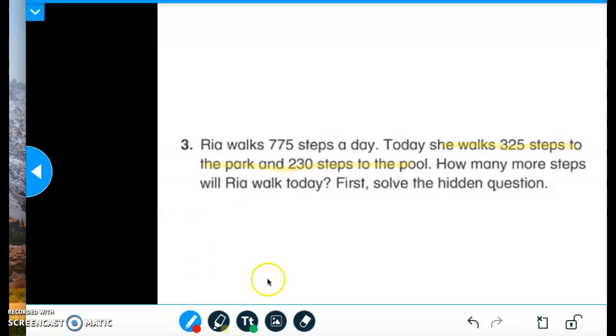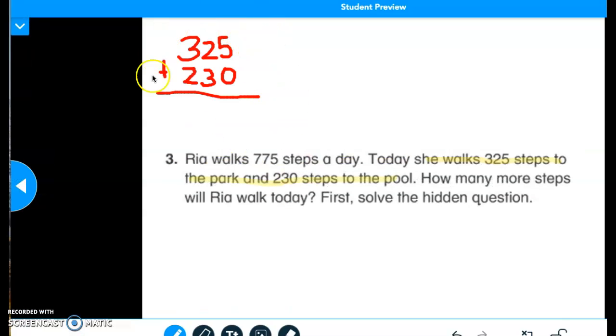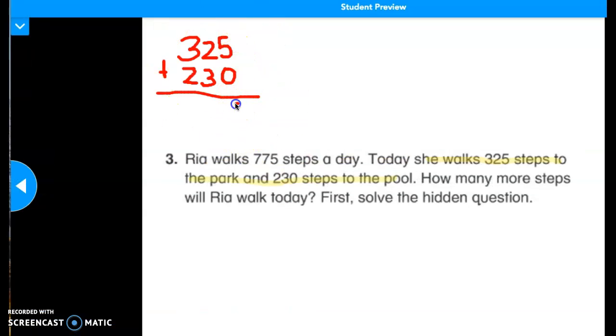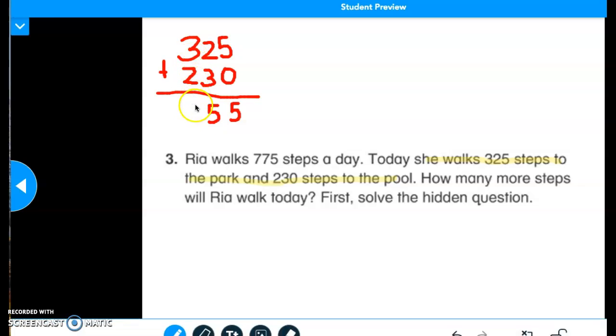So first we're going to add how many steps that she has already walked. So we know that she's going to walk 325 steps to the park, 230 steps to the pool, so we need to add those numbers together. All right, now that I've written that vertically, 5 plus 0 is 5, 3 plus 2 is 5, and 3 plus 2 is 5.